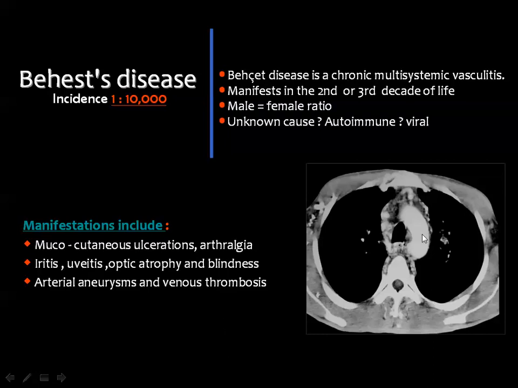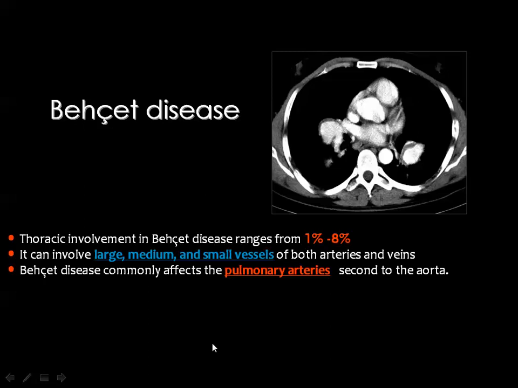And here you see this is the arch of the aorta. There should be here the superior vena cava, which is not present, meaning that it is occluded, and you can see the multiple collateral venous channels in the mediastinum. Thoracic involvement in Behçet disease is in the range of 1 to 8%, and it affects the large and medium caliber vessels as well as some of the small vessels.